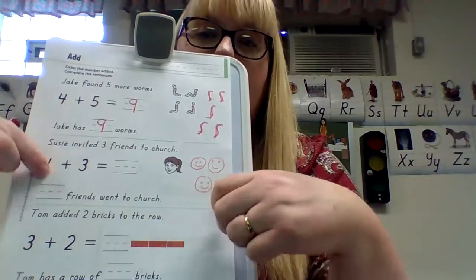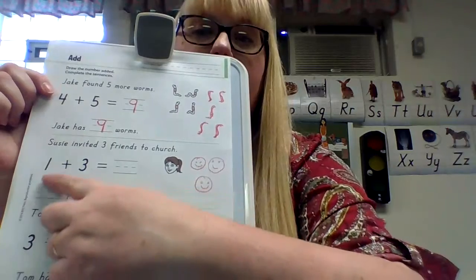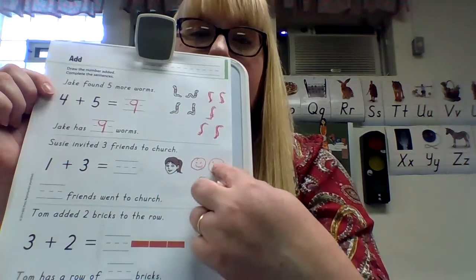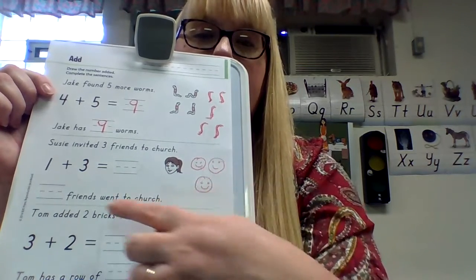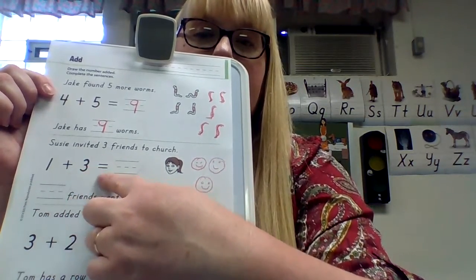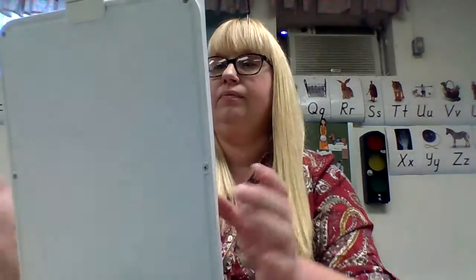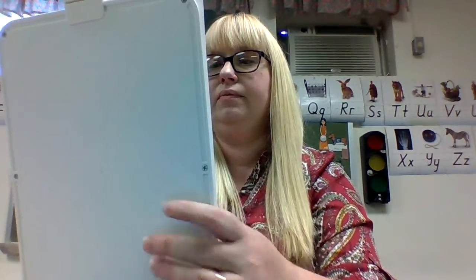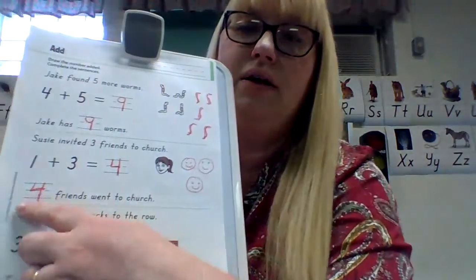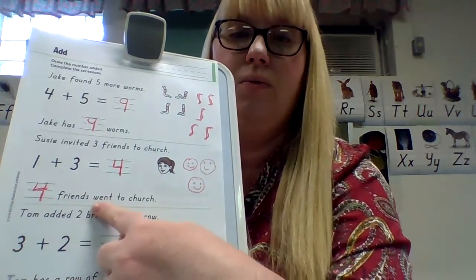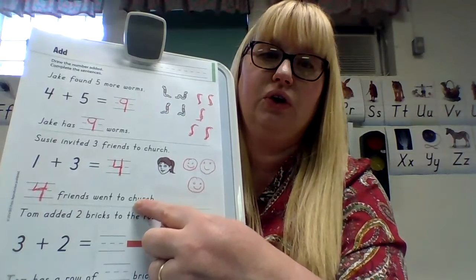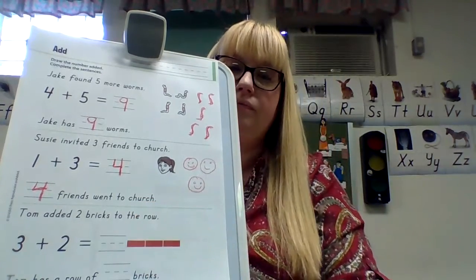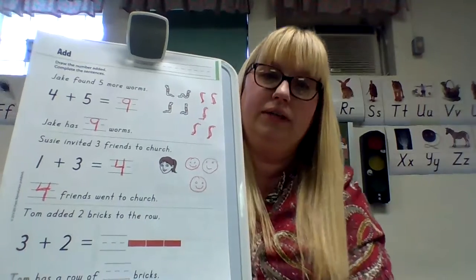That's 1 plus 3. So she's 1, and then let's count the 3. 1, 2, 3, 4. So 1 plus 3 equals 4. And you'll write the 4 down here also. It says 4 friends went to church. There's our church. They should have had church up for one of our words, huh?